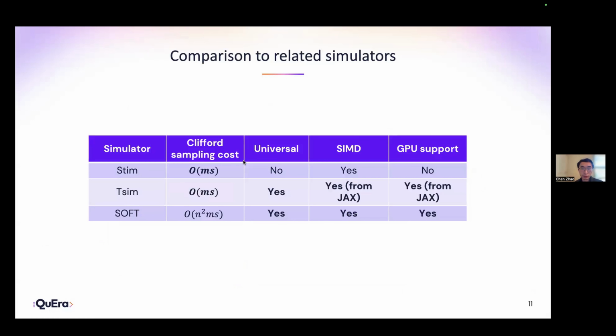And compared to other simulators, including Stim and recently developed software packages, since tsim uses a similar strategy to the flip simulator in Stim, the Clifford sampling cost is actually independent of the number of qubits. And compared to Stim, it is universal and supports arbitrary T gate and rotation gate simulation. And moreover, similar to the other recent package, we have SIMD support and GPU support, which can further accelerate the computation in practice.